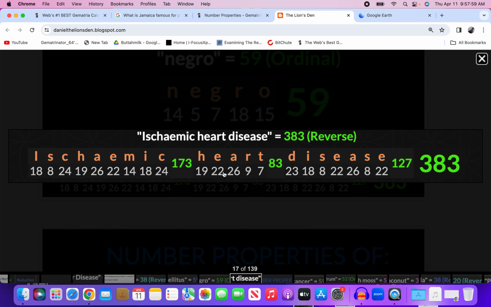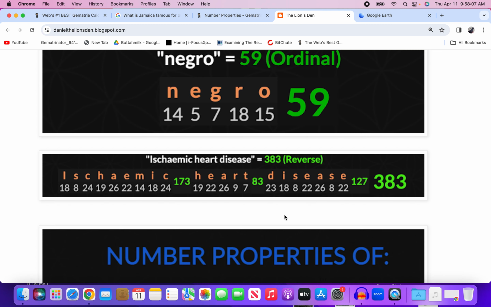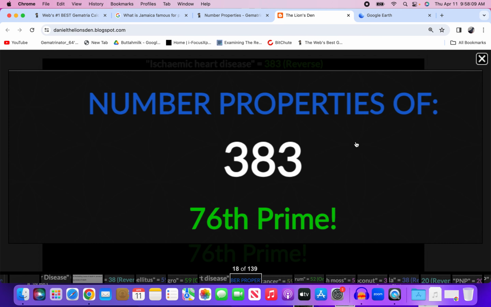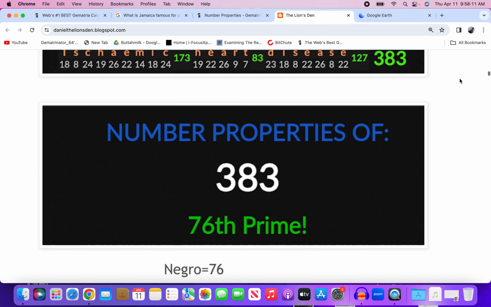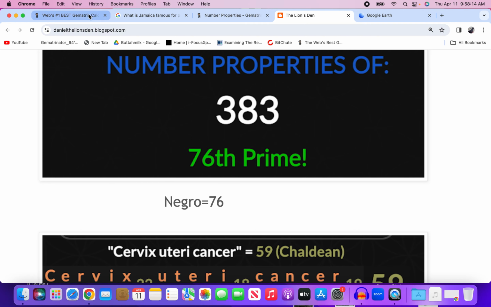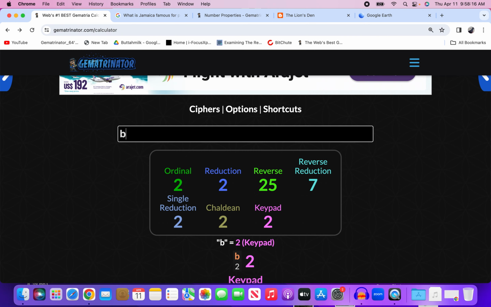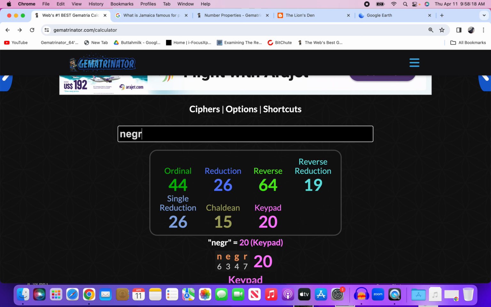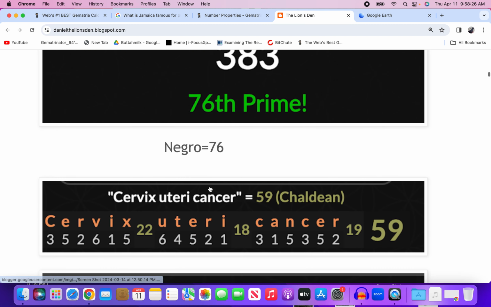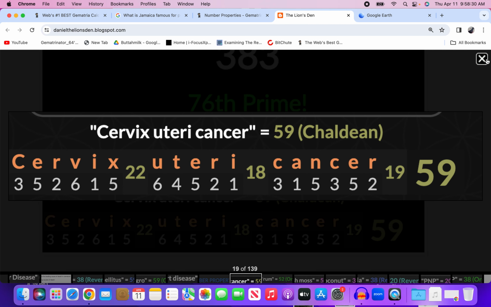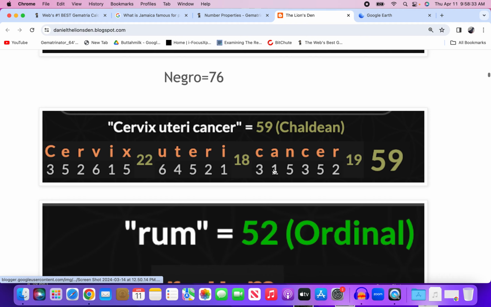And I don't know if I can say this, ischemic heart disease equals 383. And 383 is a prime number. It's the 76th prime number. And Negro equals 76, when you write out Negro, 76. So also cervix uterine cancer equals 59 in Chaldean, and Negro 59 as well.